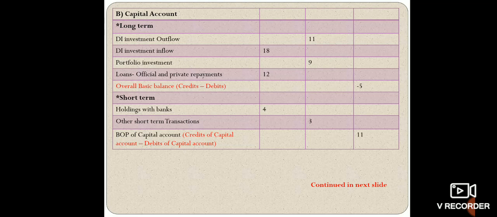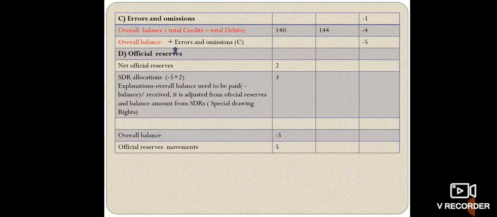Holdings with the banks, how much holdings you have in the banks, and other short term transactions. Okay, so the balance of payment of the capital account, credits of the capital account minus debits of the capital account, that is 11. Then we'll see the errors and omissions, that is -5. That's because of some of the mistakes and all. So the overall balance, total credits minus the total debits, that is 140 minus 144, that is -4, and including errors and omissions, that becomes -5, that is the overall balance.